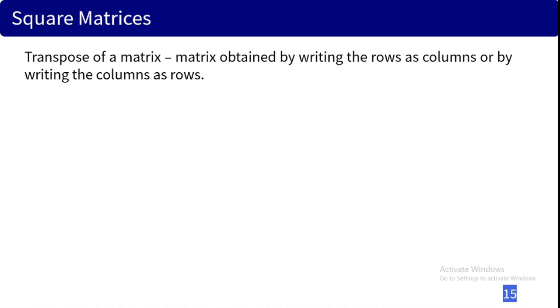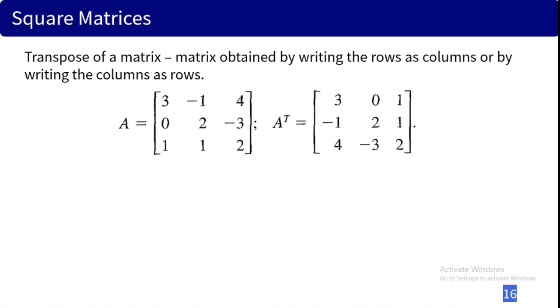The transpose of a matrix is obtained by writing the rows as columns or by writing the columns as rows. So let's take a look at this example. We are given here a matrix of these elements. What happens when we get the transpose of the matrix A?